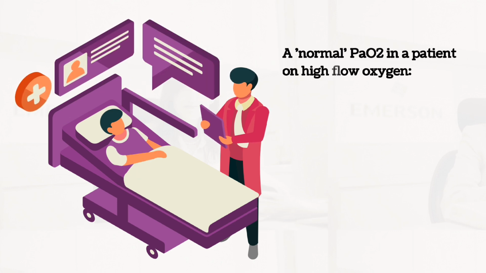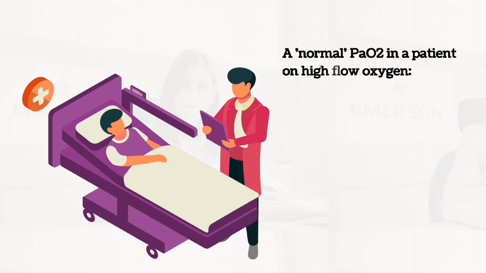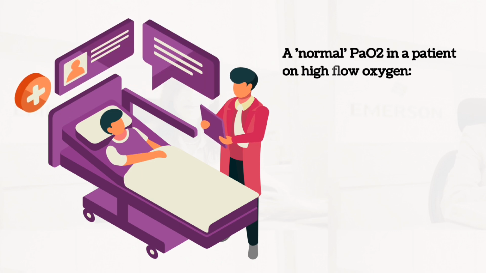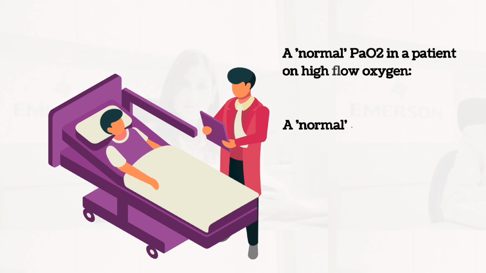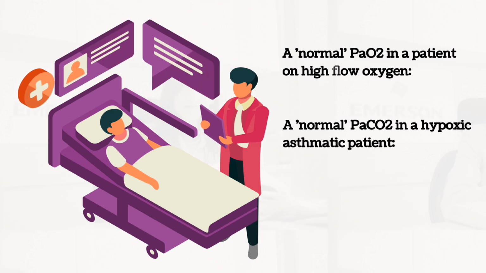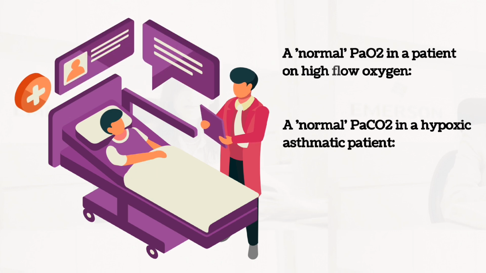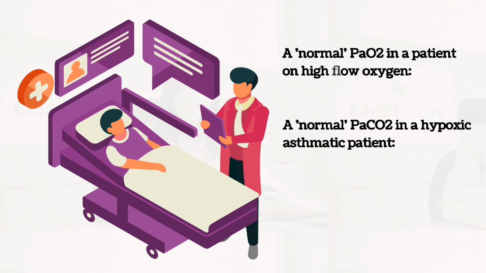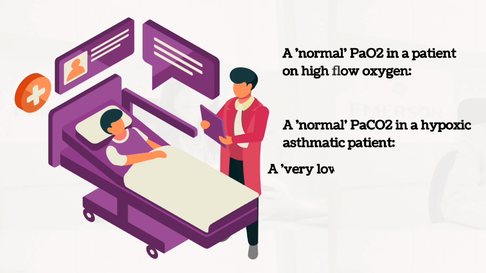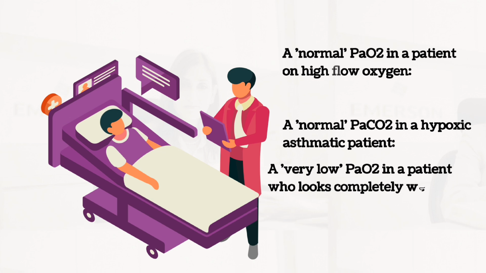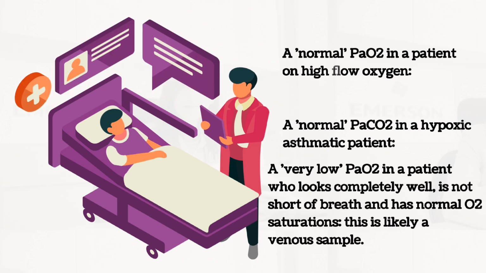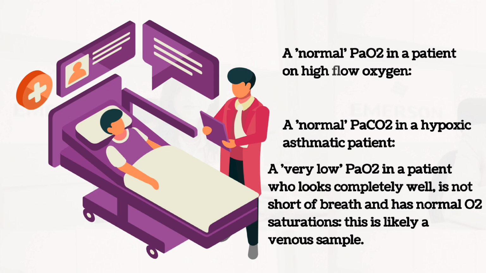Normal PaO2 in a patient on high-flow oxygen. This is abnormal as you would expect the patient to have a PaO2 well above the normal range with this level of oxygen therapy. Normal PaCO2 in a hypoxic asthmatic patient: a sign they are tiring and need ITU intervention. Very low PaO2 in a patient who looks completely well, is not short of breath and has normal O2 saturations. This is likely a venous sample.